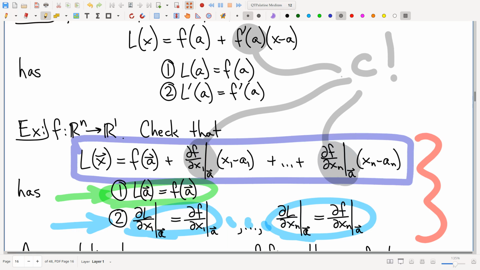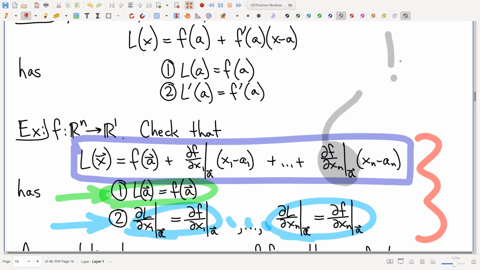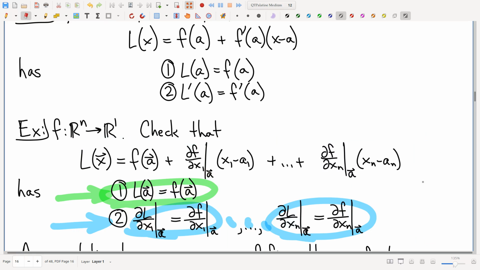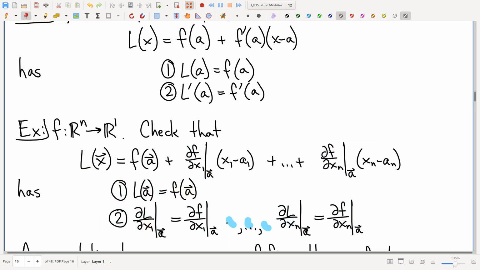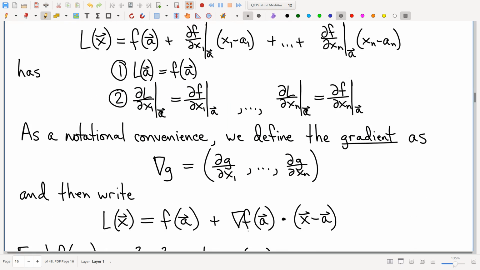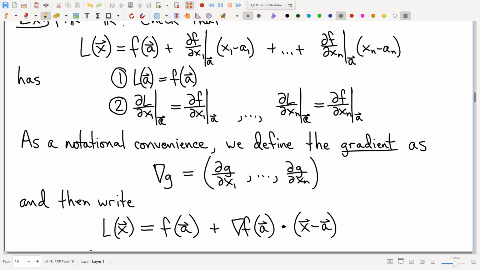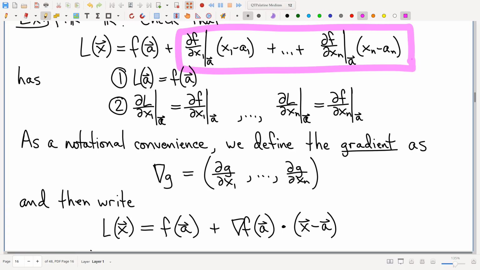Okay. Now, there's a quick little notational observation to make here. Very convenient. Let's look at this. Now, that's not the whole formula for the linear approximation, but it's most of it.